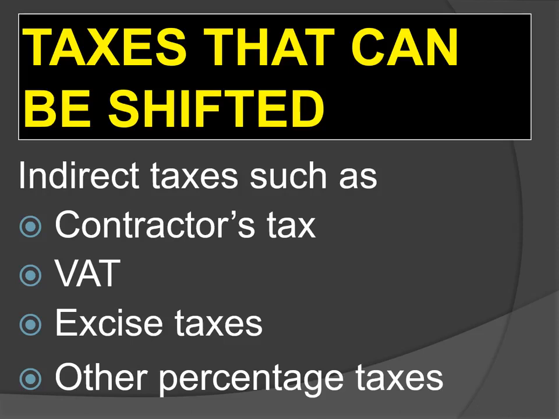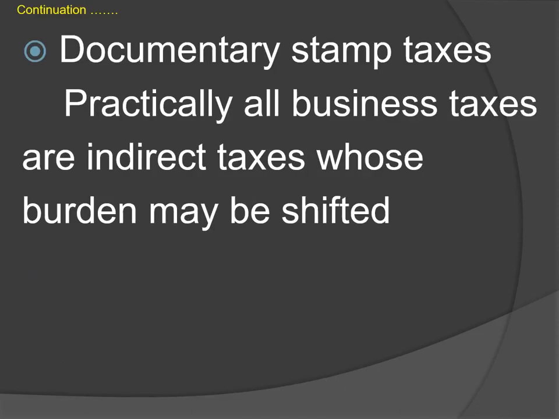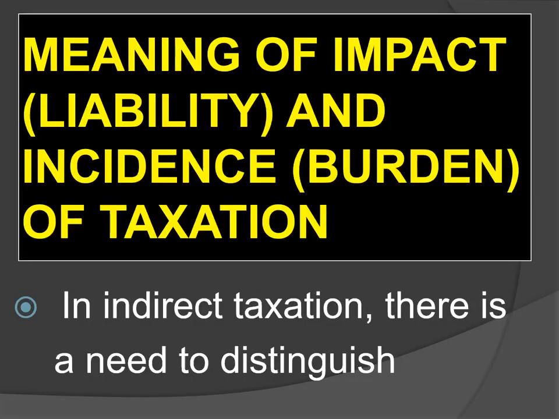So what are the taxes that can be shifted? So generally, practically all business taxes could be shifted, such as contractor tax, value-added tax, excise tax, etc. So I said practically all business taxes are indirect taxes whose burden may be shifted. What is the meaning of impact and incidence of taxation in relation again to shifting the burden of taxation?